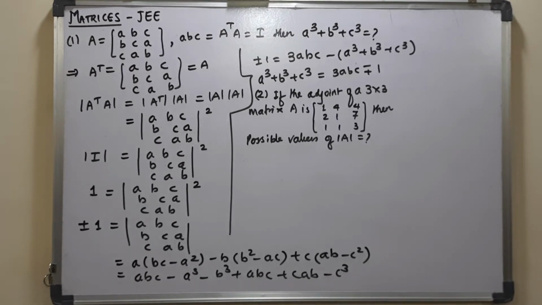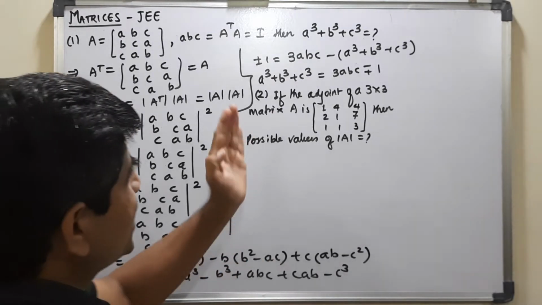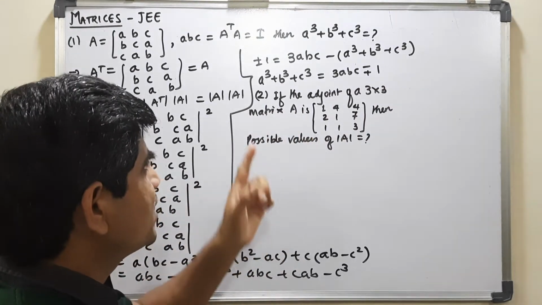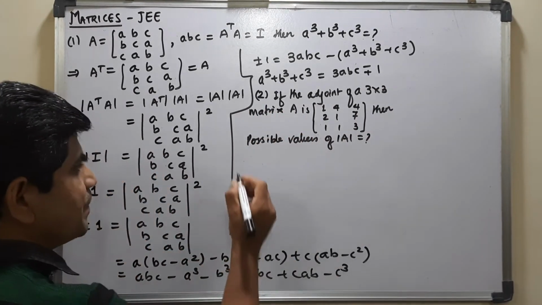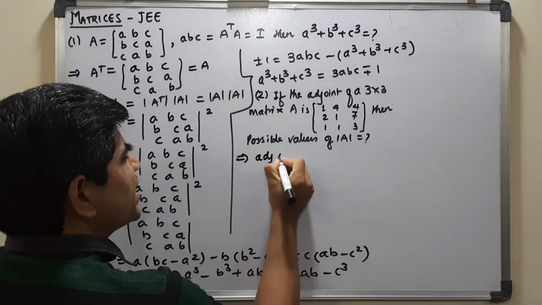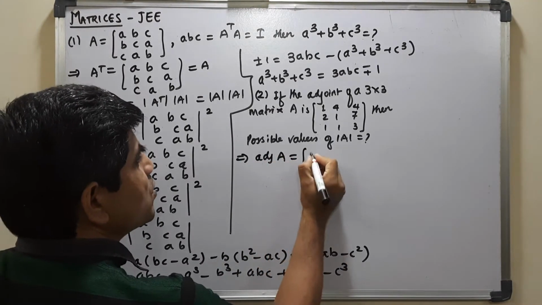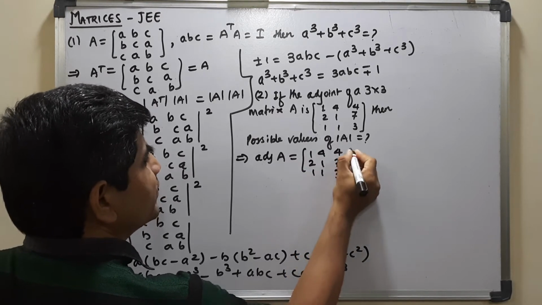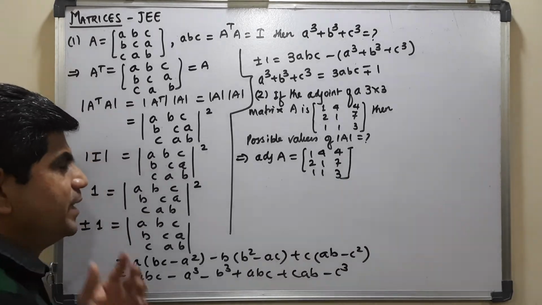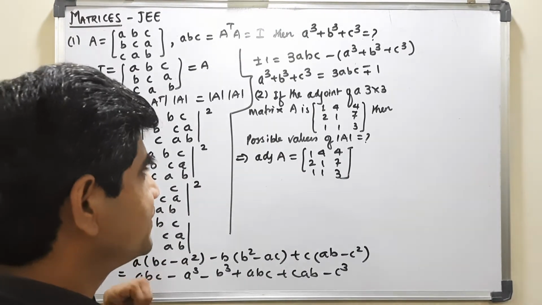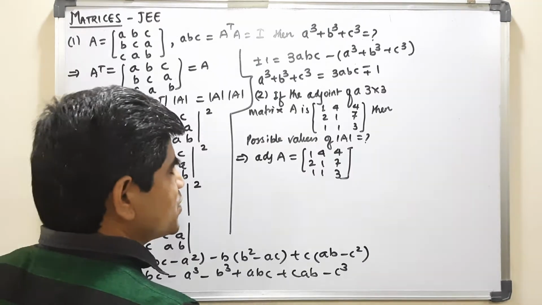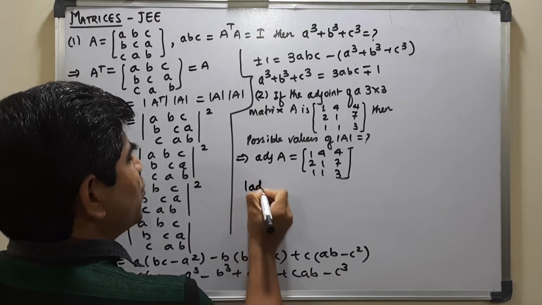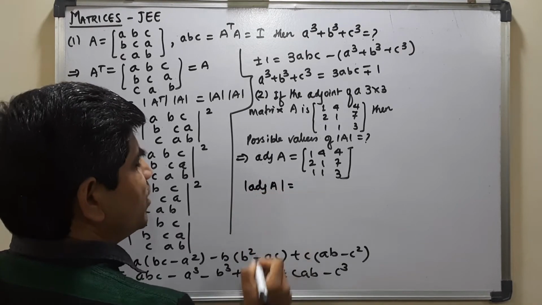Now, as per the question, if you see what it says, if the adjoint of a 3 by 3 matrix A is this, that means by the condition it says adjoint of A is 1 4 4, 2 1 7, 1 1 3. Okay, then the possible values of determinant of A. So better what I will do is, possible values of determinant of A is expected. So let me get first what is the possible value of adjoint of A.